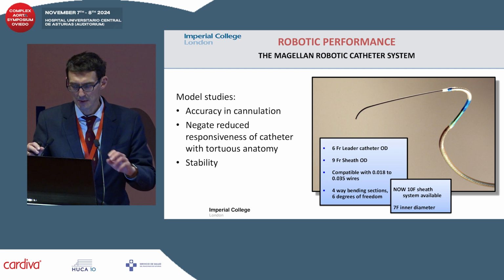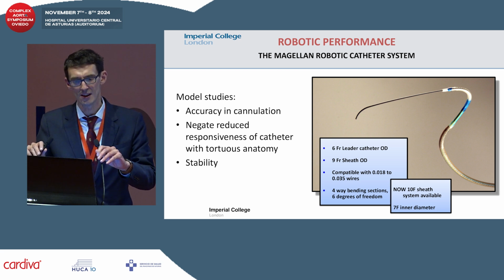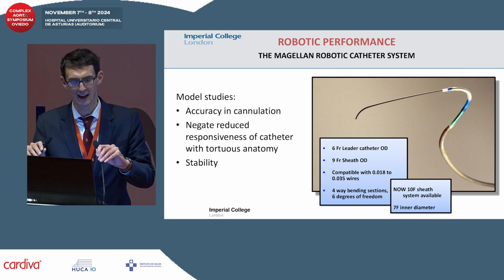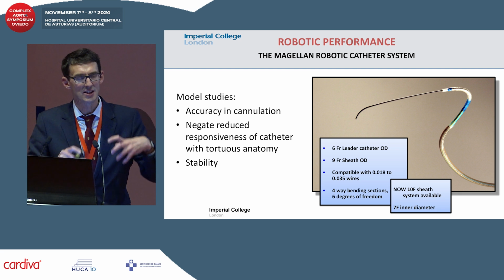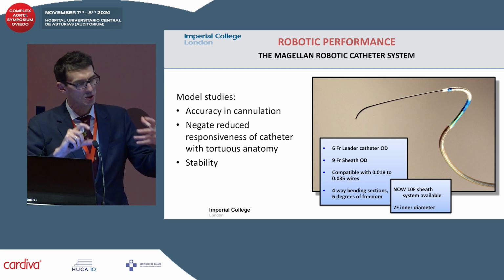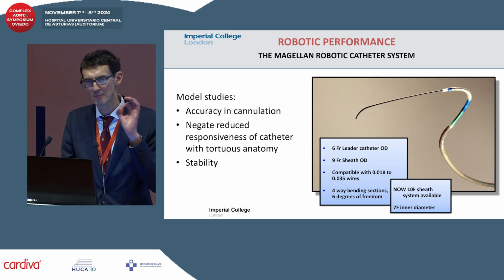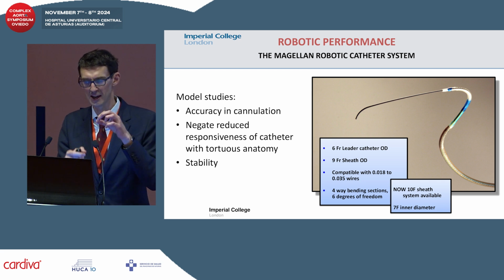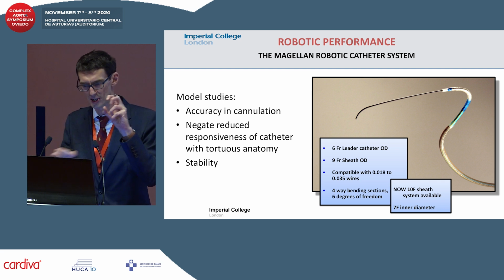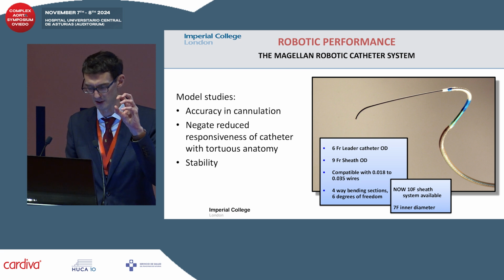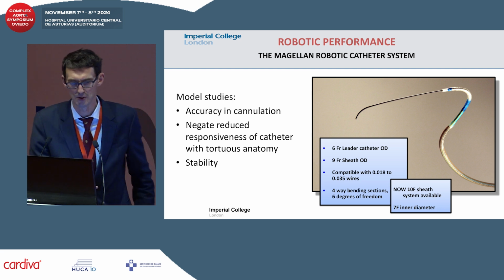And we showed in the model studies that actually it really was more accurate in cannulation of vessels. It seemed to be responsive and accurate, even if there was tortuous anatomy, and it was a particularly stable system. So once you get into position, you can take out that leader catheter and the sheath won't move.